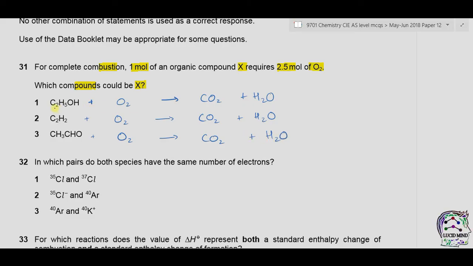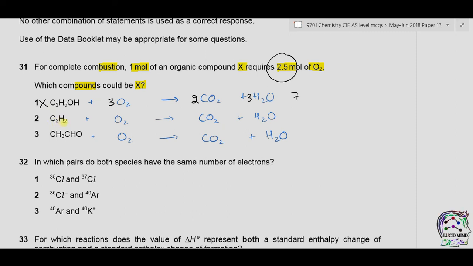Now let's balance the number of carbon atoms. On the right hand side we have 2 carbons, so it will be 2 CO2. We have 6 hydrogen atoms, so it will be 3 water molecules. Now balancing oxygen, we have 4 plus 3, 7 oxygen atoms on the product side. As we have 1 oxygen atom on the left hand side, 3 moles of O2 will be required. As in the question, 2.5 moles is given, therefore 1 is incorrect.